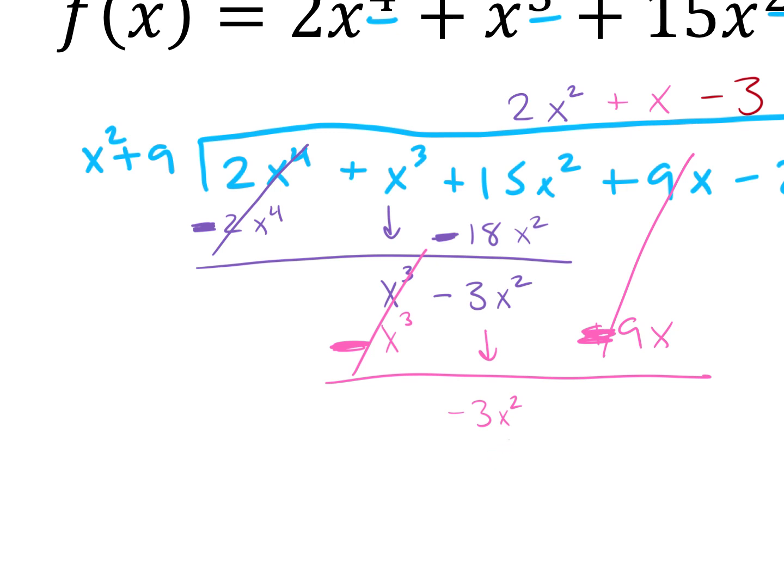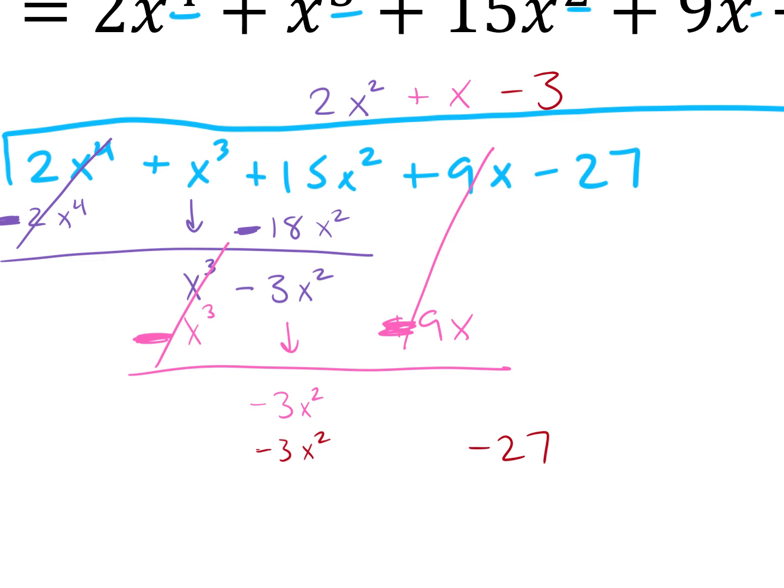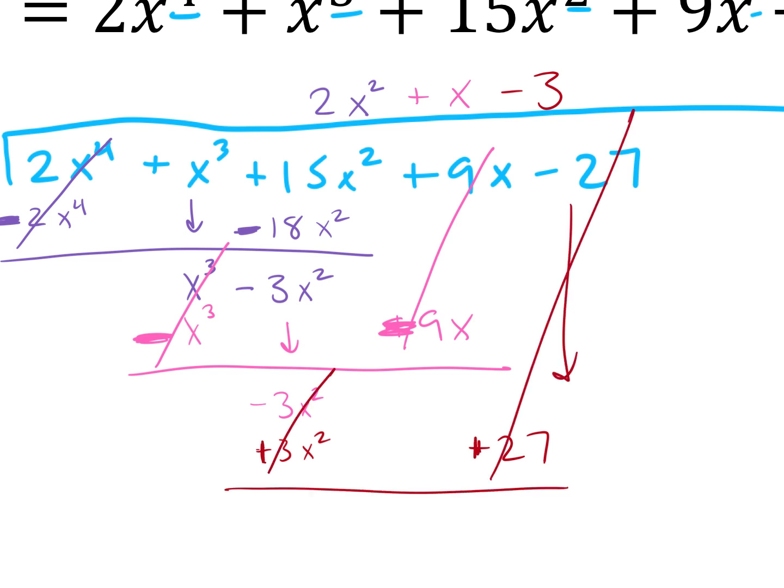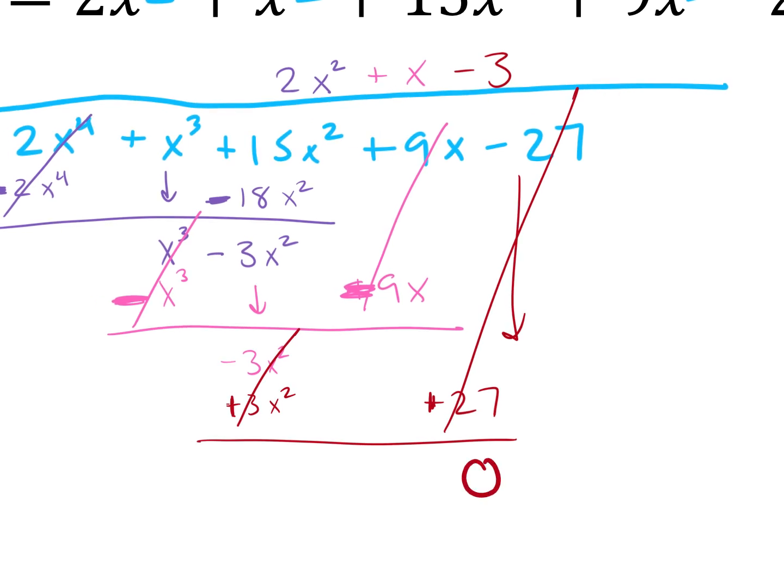Then we multiply -3 times everything out front. So that would be -3x squared, and then minus 27. What do we do next? Change the sign, and combine. So the 3x squareds cancel. -27 plus 27 will cancel also. So I have no remainder.